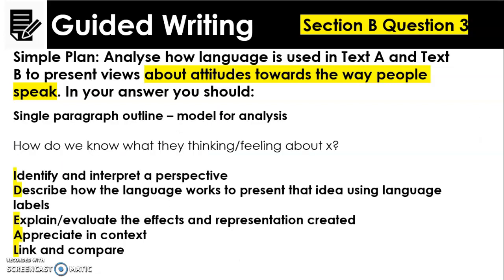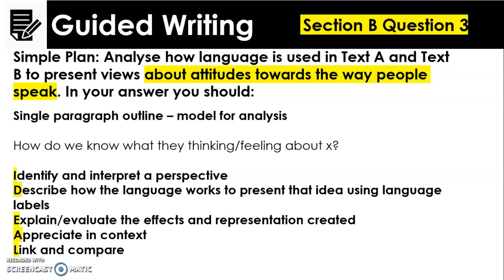And we also introduced what goes into each paragraph. So that's a whole essay plan. This is a single paragraph outline. Within every paragraph, at some point, we want to identify and interpret a perspective, in brackets, a feeling, a thought, a point of view, a perspective. We want to be describing how the language is working to present the idea. We want to be then explaining the effects and representation created or evaluating those effects.